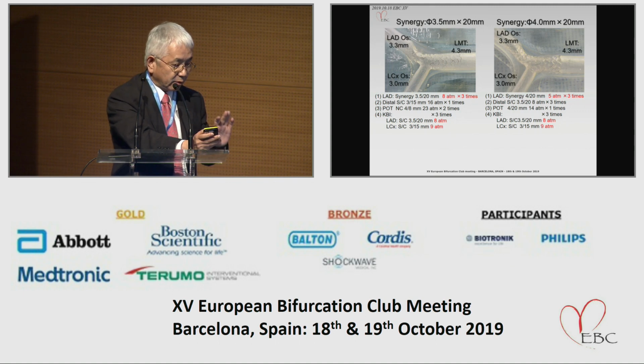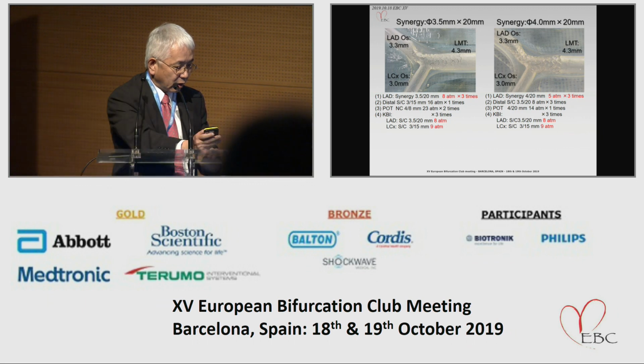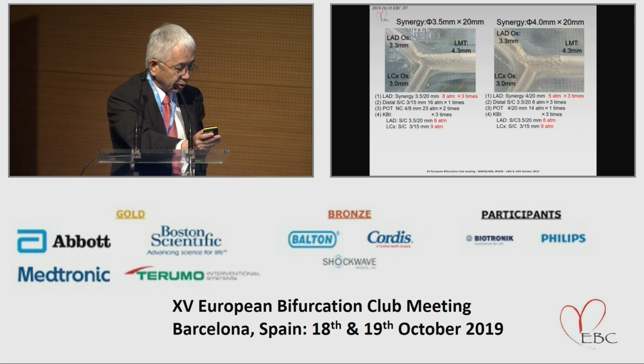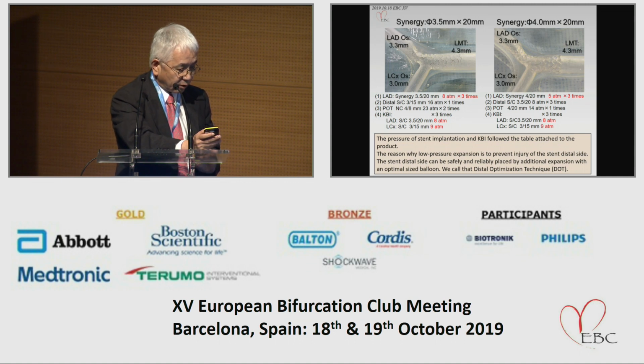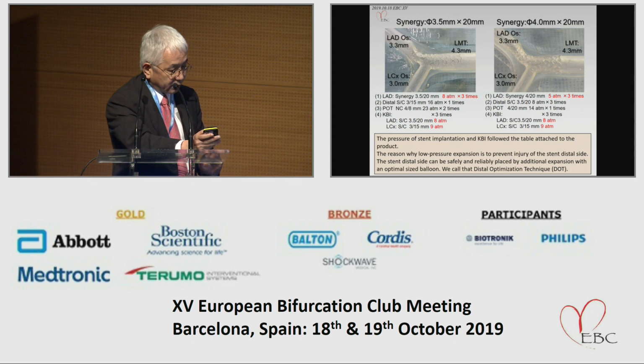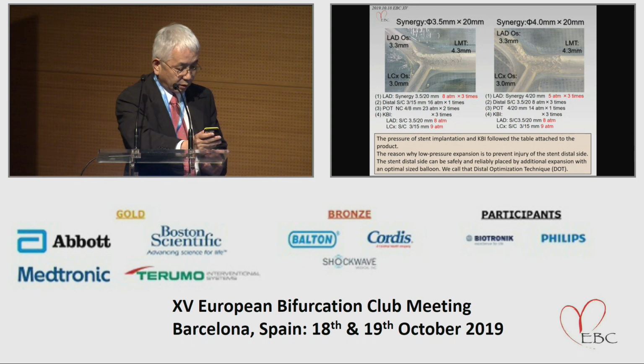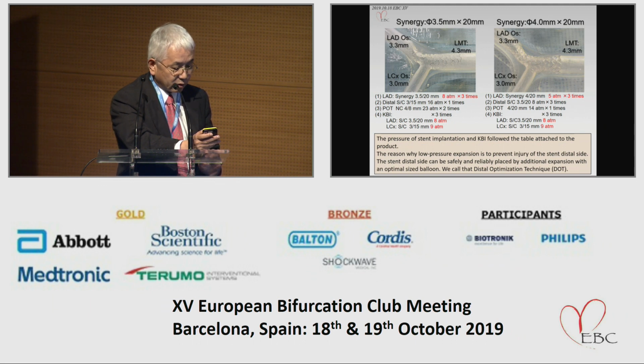The different-size Synergy stents were implanted in the same model using the same pressure and the same balloon diameter for the final KBI. The pressure of the stent implantation and KBI followed the tables attached to the products. The reason for low pressure expansion is to prevent injury of the distal part of the stent. The distal side of the stented segment can be safely and reliably expanded by additional expansion with an optimal size balloon at the bifurcation. We call this the distal optimization technique.